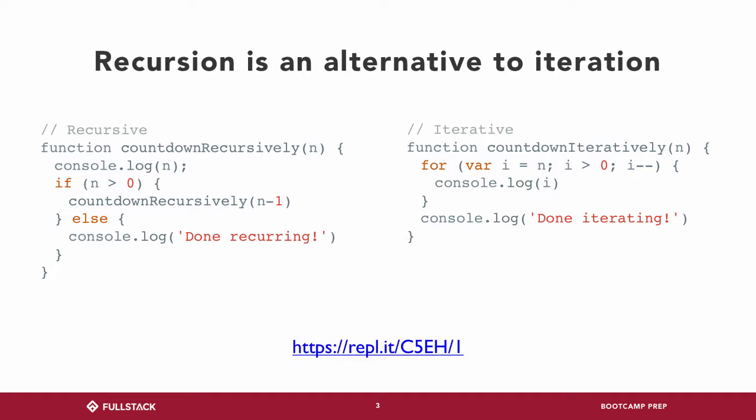So that one resumes, and so on and so on, until countdown 5 ends, and then that call of countdown 5 is over. With the for loop, we know it goes from 5 to 0, and it logs out 5, 4, 3, 2, 1, 0, and then it console logs done iterating.